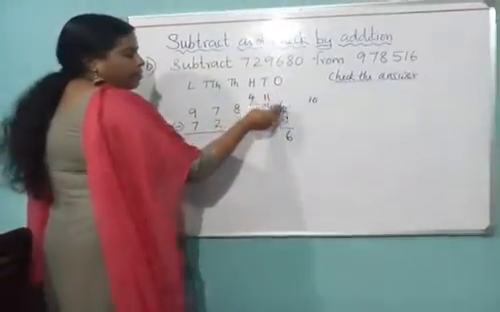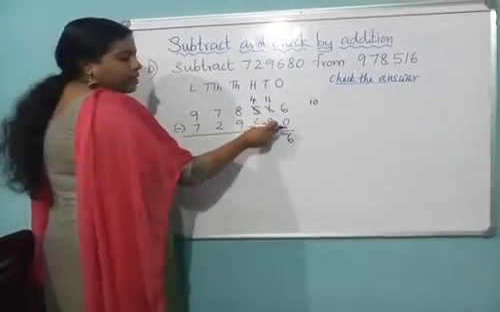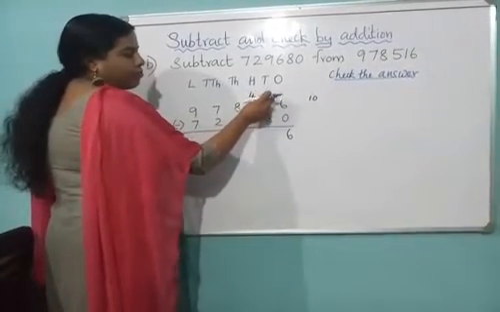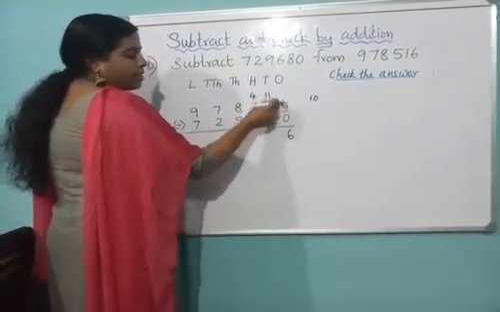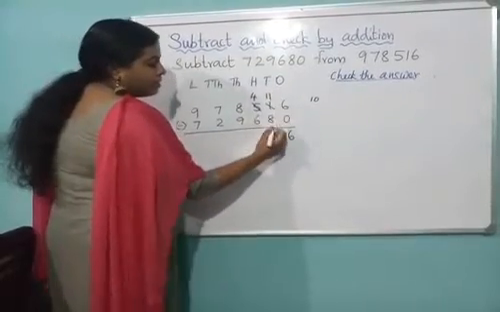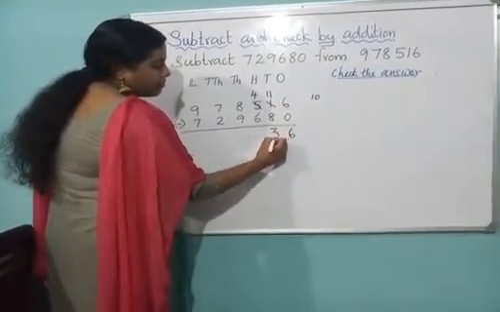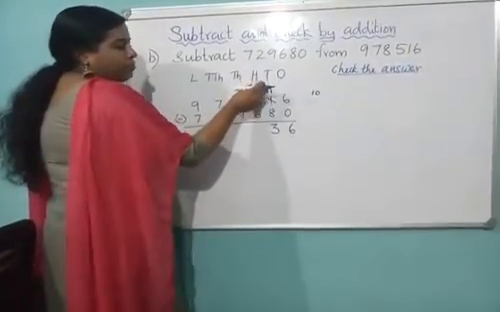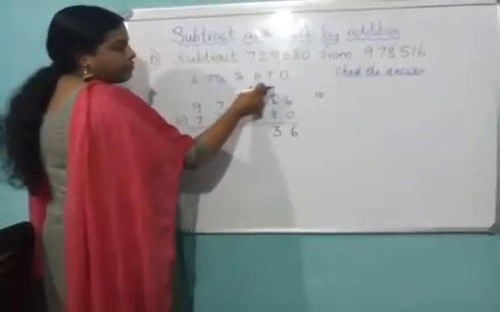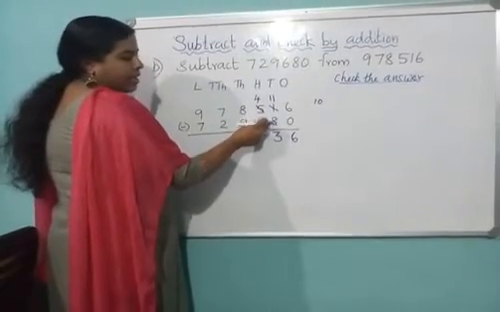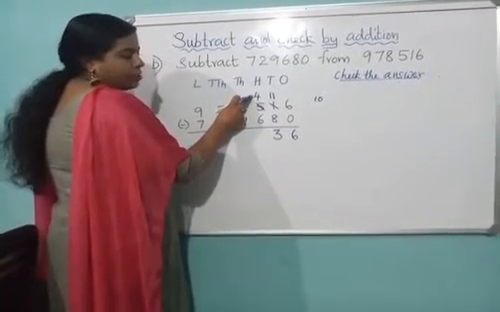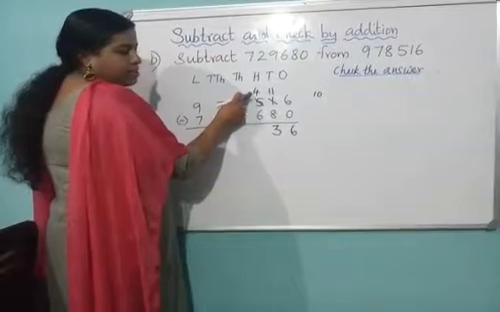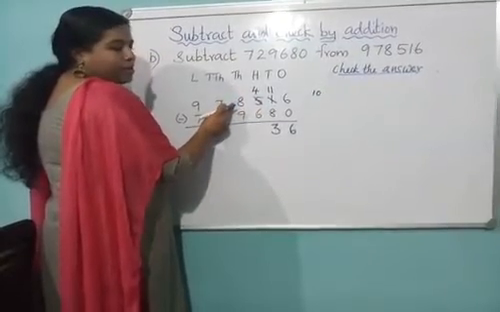Now 11 minus 8. If you remove 8 from the 11, we will get 3. Now we will do the subtraction of the 100 place digits. 4 minus 6. Again a smaller digit comes on the top. So in such cases we have to borrow 1 from the next place.